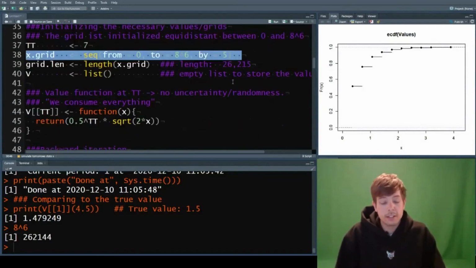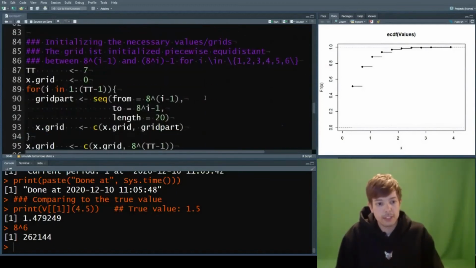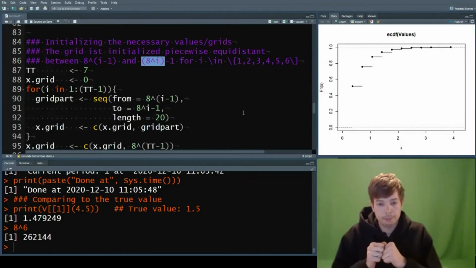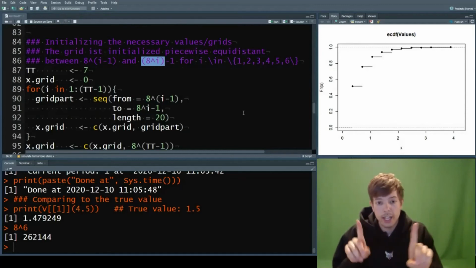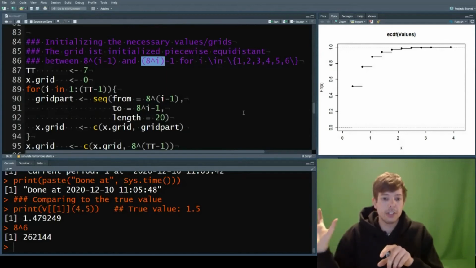What we could do is define a grid that is not equidistant over the whole range, but piecewise equidistant between 8 to the power i minus 1 and 8 to the power i, for all the possible time periods. So we have a very fine grid for states between 1 and 8. Then the distance between grid points increases for 8 to 64. It increases even further from 64 to, what's 8 to the power 3?